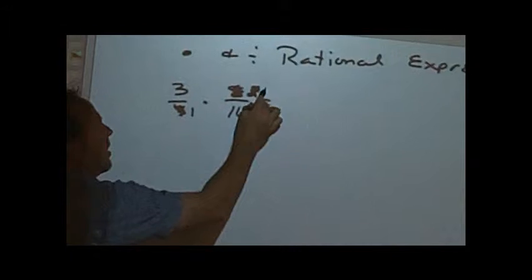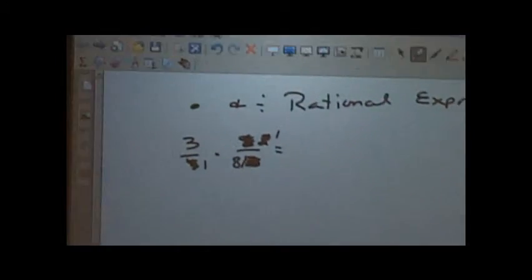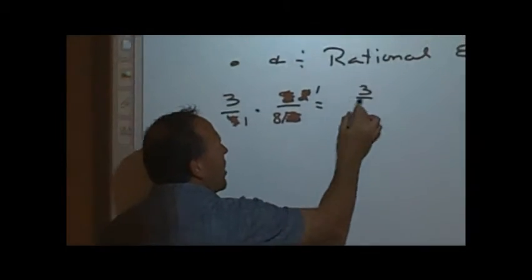Now, what else can I reduce? The 2 and the 16. So the 2 will go to a 1, and the 16 will go to an 8. Now, how do you multiply fractions? Straight across. So 3 times 1 is 3. 1 times 8 is 8. I can't reduce it anymore because I took care of it before time.